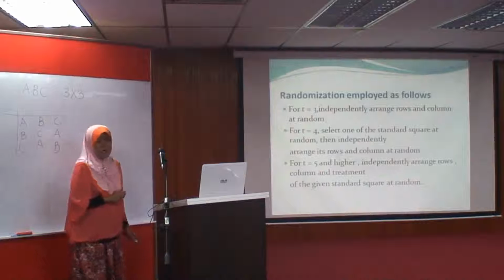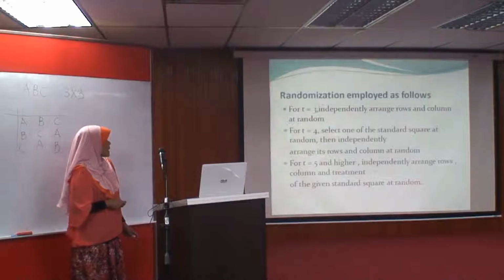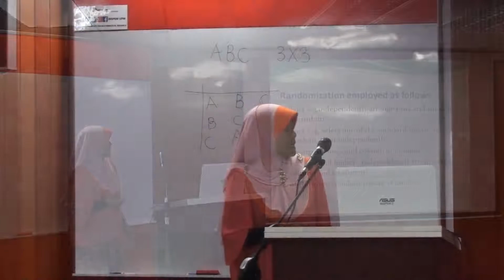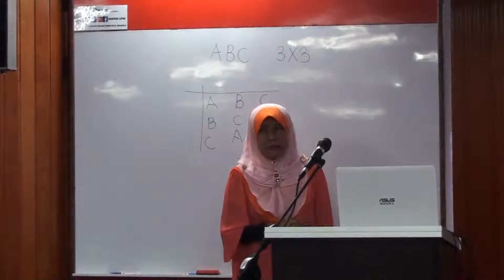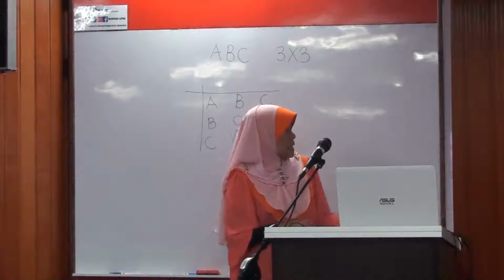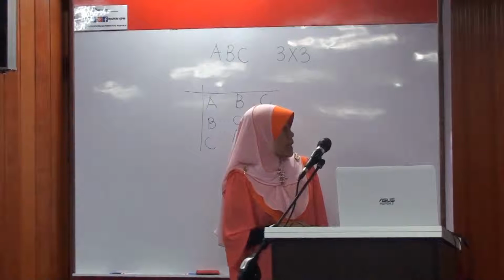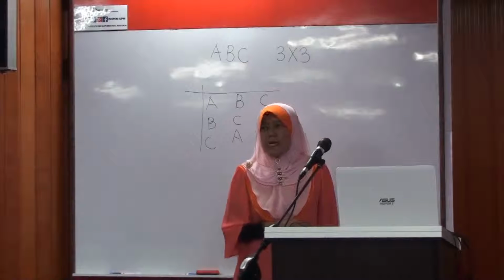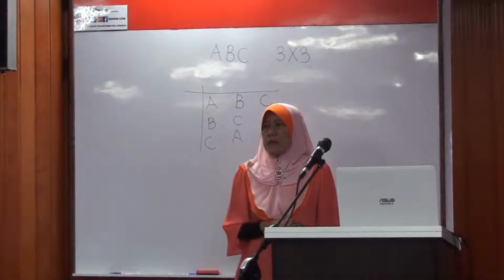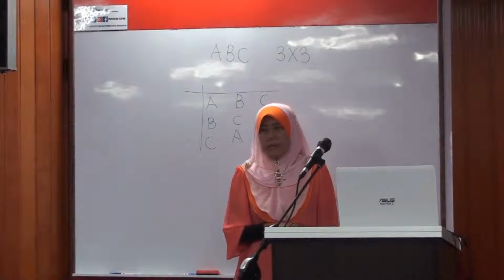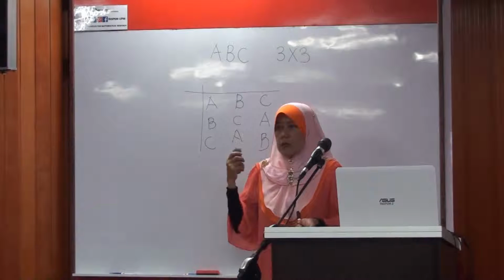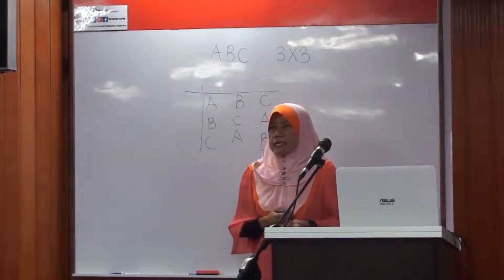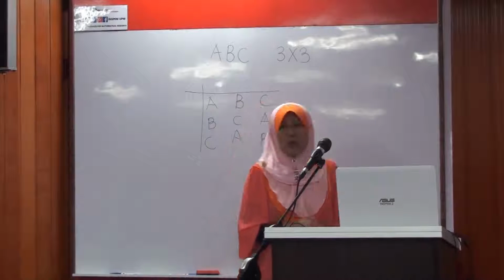For t equal to 4, select one of the standard squares at random, then independently arrange rows and columns at random. Now I want to show you that for t equal to 4, there are 4 standard Latin square arrangements. For t equal to 3, and t equal to 5 and more, there is only one arrangement, except for t equal to 4.